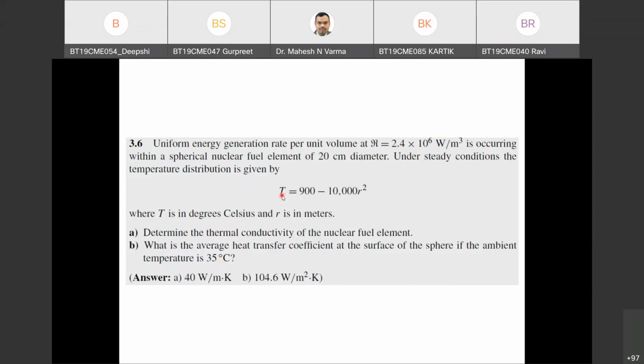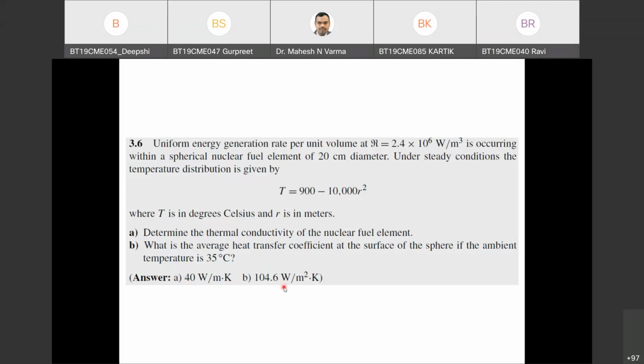I will get surface temperature using this equation. Substitute r equals to 0.2. That will give me surface temperature: 900 minus 10,000 multiplied by 0.2 square. So somebody told that surface temperature is something around 800 degrees Celsius. Degree Celsius, you can take degree Celsius. Are you getting this 800 degrees Celsius? So now this flux will be equals to h into 800 minus 35. So you can get heat transfer coefficient.